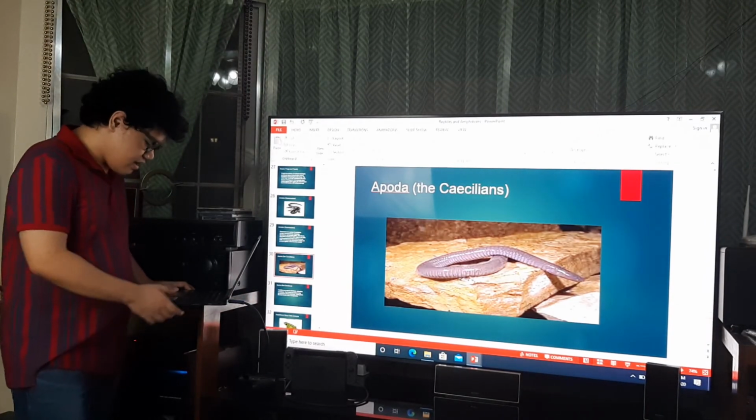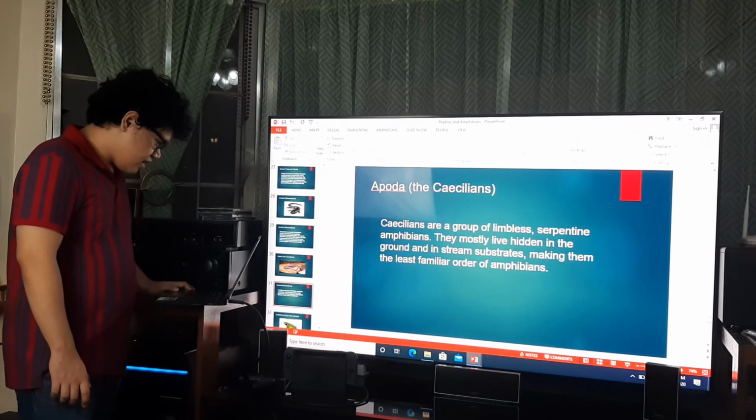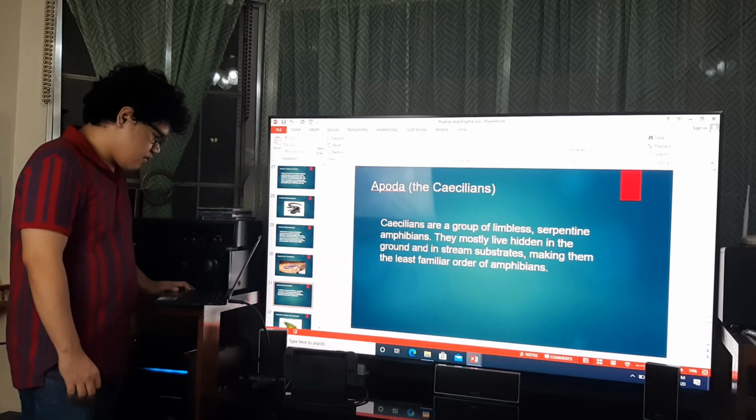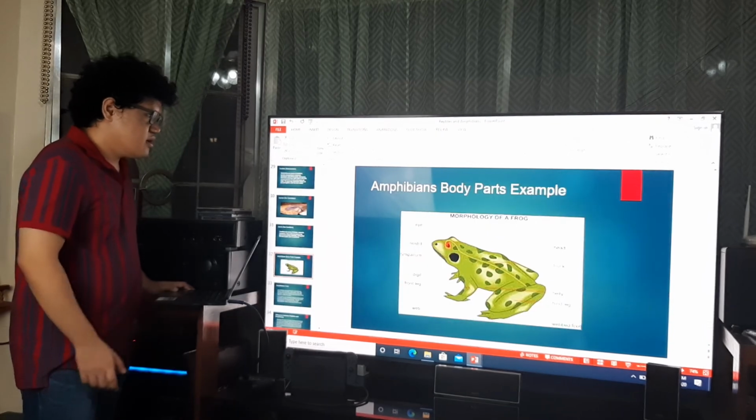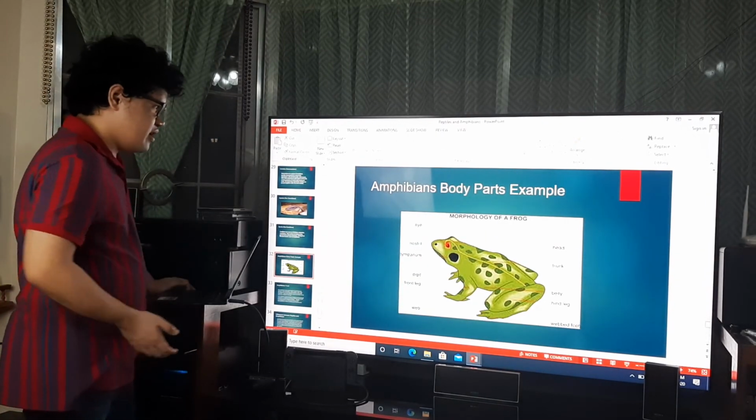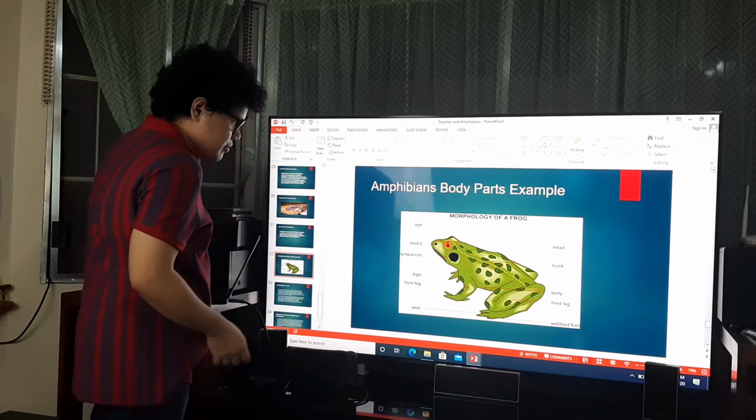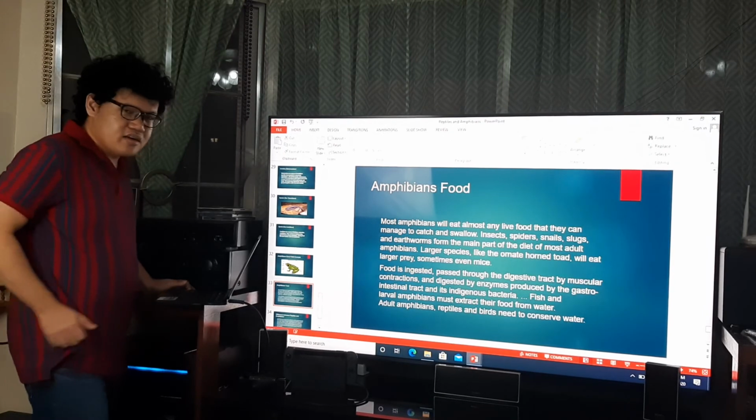Apoda, the caecilians. Caecilians are a group of limbless serpentine amphibians. They mostly live hidden in the ground and in stream substrates, making them the least familiar order of amphibians. Here are the body parts of amphibians: the eye, the nostril, the front leg, the belly, the hind leg. You can see there.